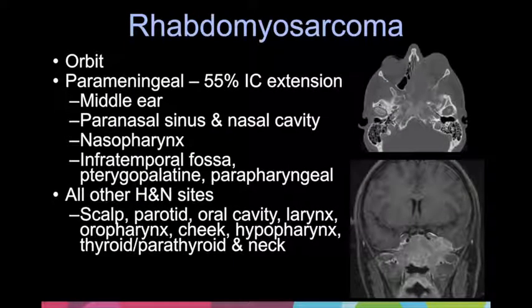Rhabdomyosarcoma is divided by location into orbital disease, parameningeal disease, and all other sites. Parameningeal includes middle ear cavity, sinonasal cavities, nasopharynx, infratemporal fossa, pterygopalatine fossa, and parapharyngeal locations. Here we see a child with parameningeal rhabdomyosarcoma. CT demonstrates extensive skull base erosion, and MRI shows to better advantage the intracranial extension into the middle cranial fossa and the left cavernous sinus.